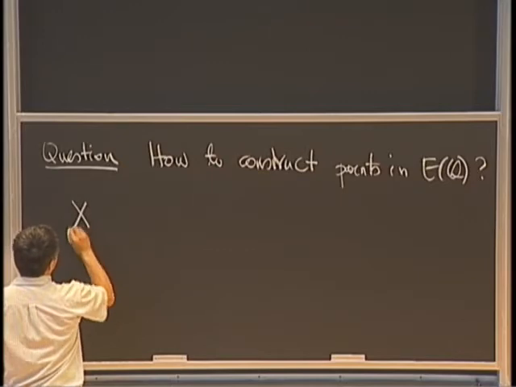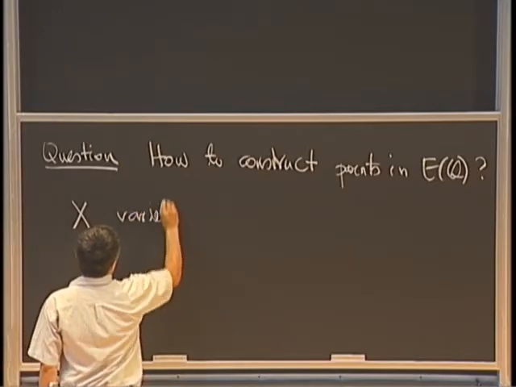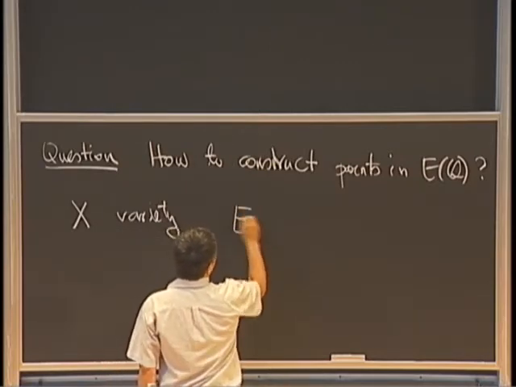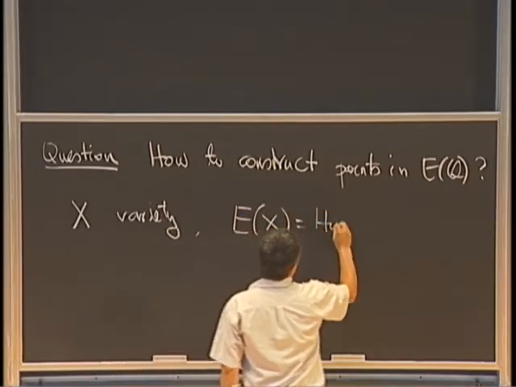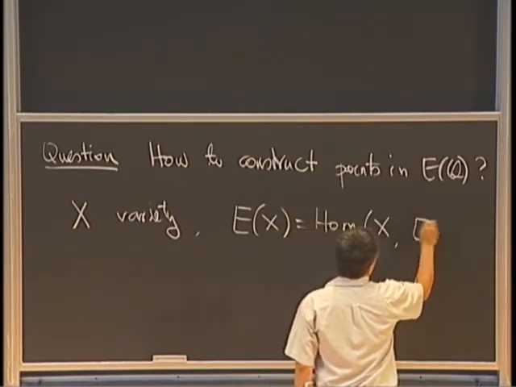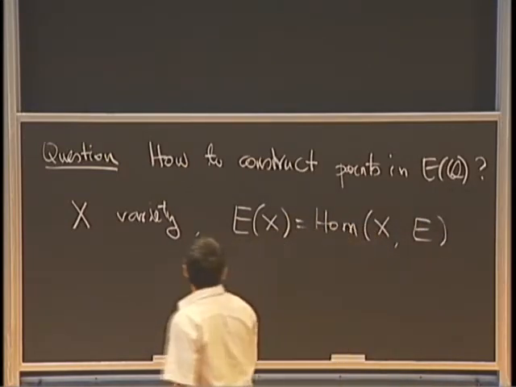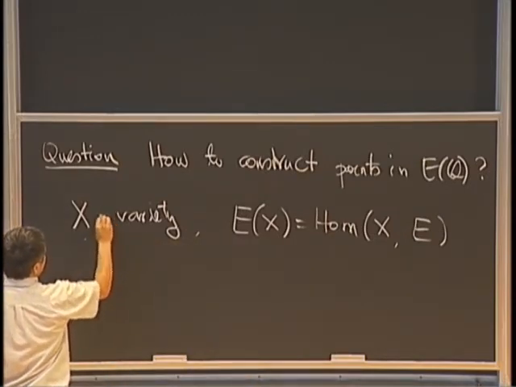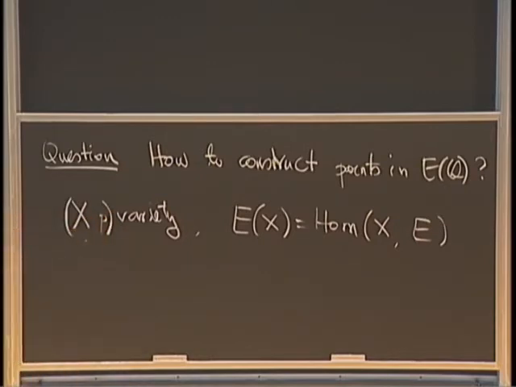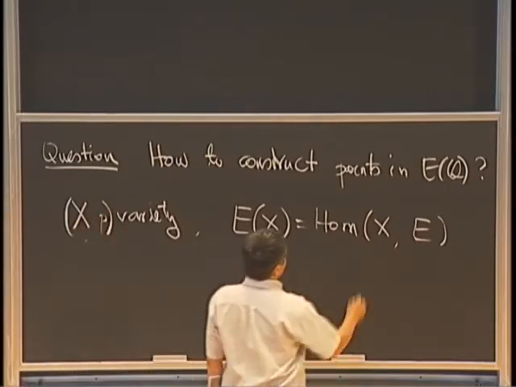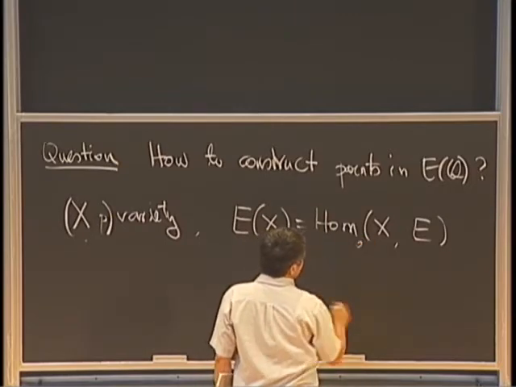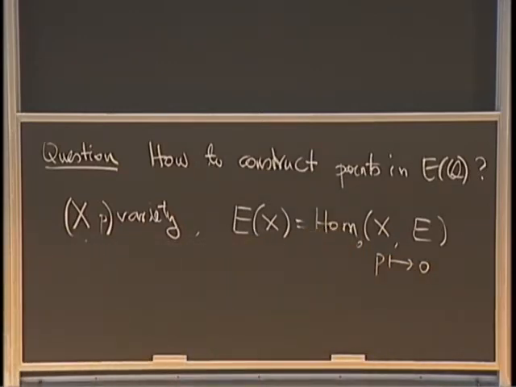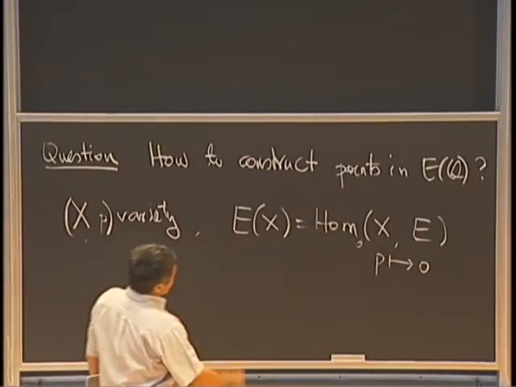Instead of constructing these points, you also want to construct more generally: you are given X as a variety, and you probably want to construct the points from E of X. This is the Hom from X to E. If you fix one point here, say P, a marked point, then I can make a requirement to put 0 here. So I want P to map to 0. You can ask this question. Then this will be a group.